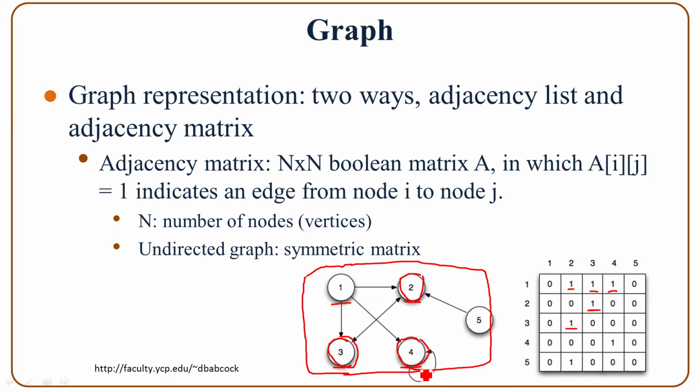Now look at node 4. Node 4 has an edge to itself. So we have 1 at column 4. And finally, node 5 can reach node 2. Then we have 1 in column 2.